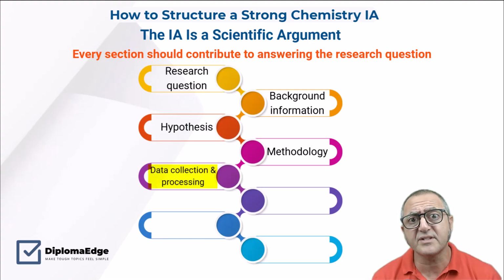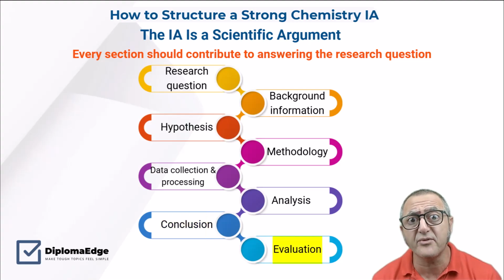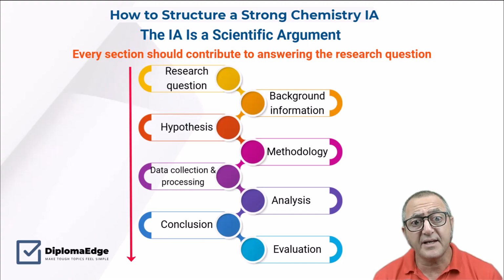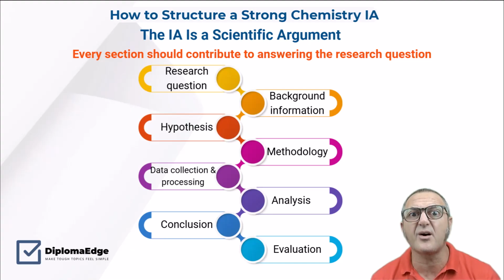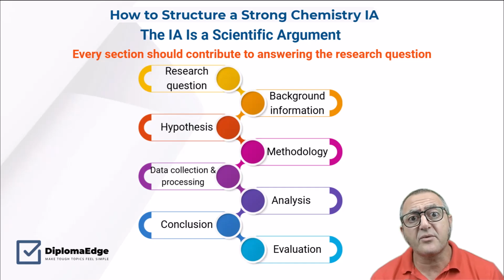You're going to process the data. You're going to represent the data. You're going to analyze it. Then you're going to use the analysis to write down a conclusion. And finally, you're going to do an evaluation where you identify limitations and suggest improvements for the investigation. The internal assessment has to reflect this order, and every section should contribute to answering the research question. They are all interconnected. So the first thing we're going to be talking about is the research question.